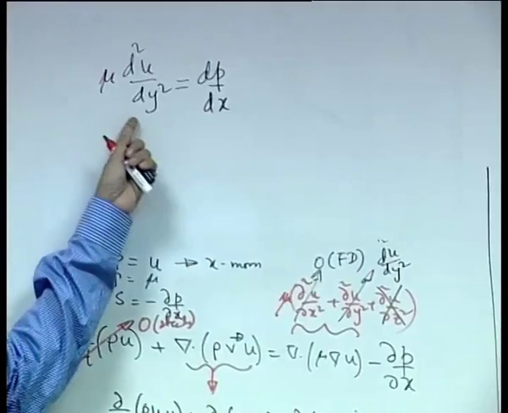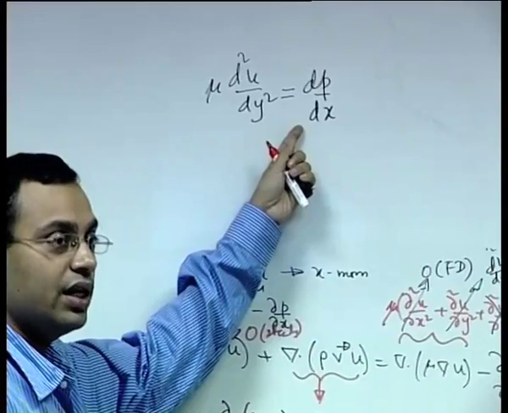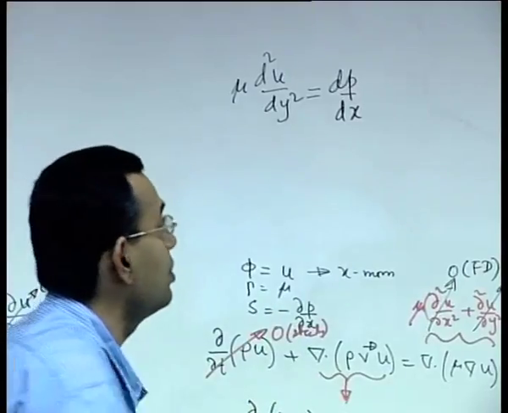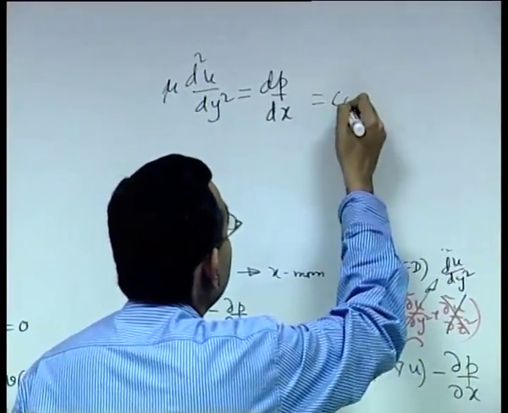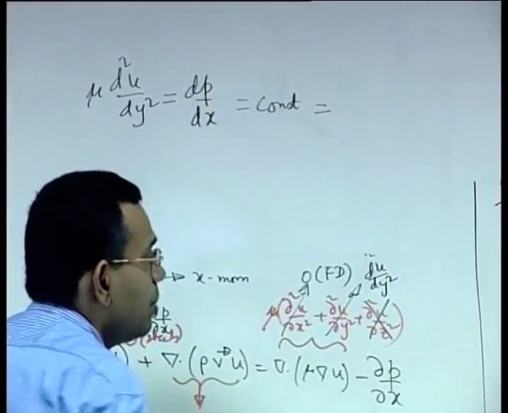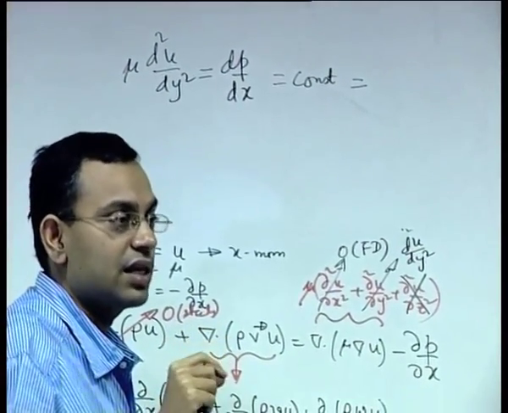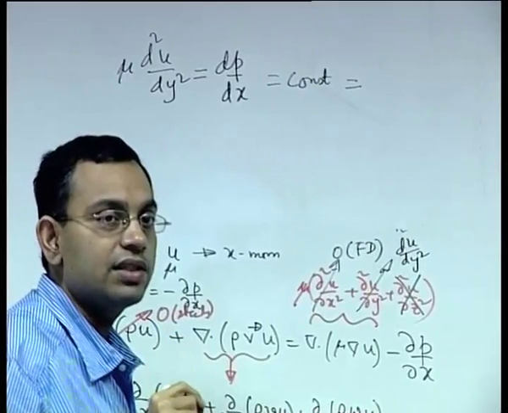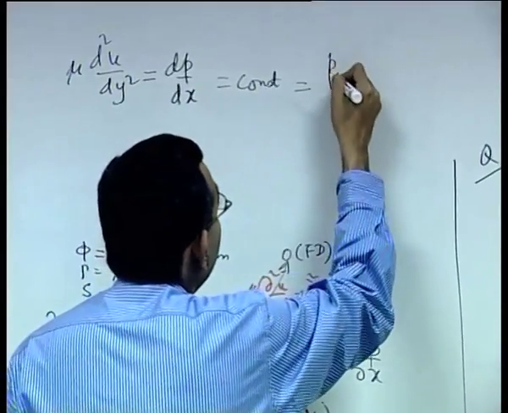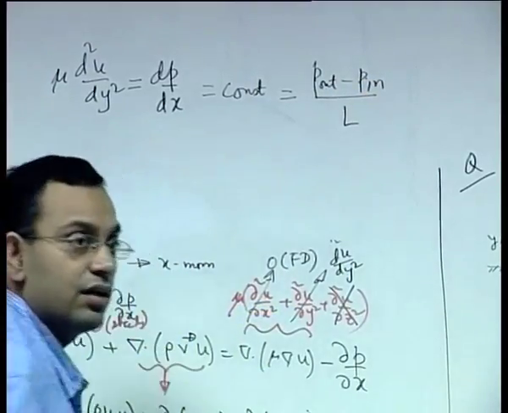Because the left hand side is a function of y only and right hand side is a function of x only, they are equal only when each is a constant, otherwise that is not possible. So, this is equal to a constant, that means because dp dx is a constant, you can write it as delta p by delta x, because dp dx is a constant means p versus x is linear. So, this is equal to p out minus p in by the length of the channel.